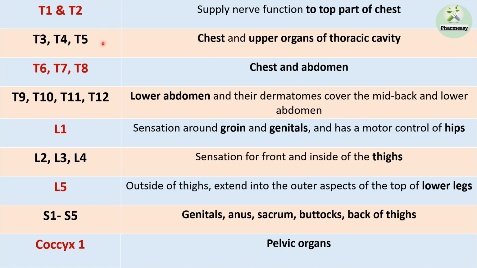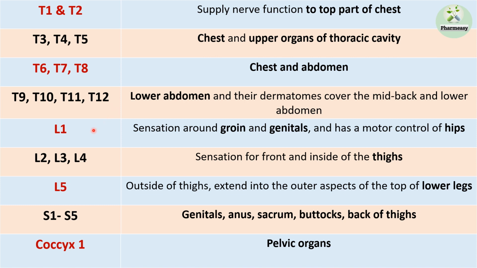T3, T4 and T5 nerves supply nerve function to chest and upper organs of thoracic cavity. T6, T7 and T8 nerves supply nerve functions to chest and abdomen part. T9, T10, T11, T12 supply nerve function to lower abdomen and their dermatomes cover the mid-back and lower abdomen.